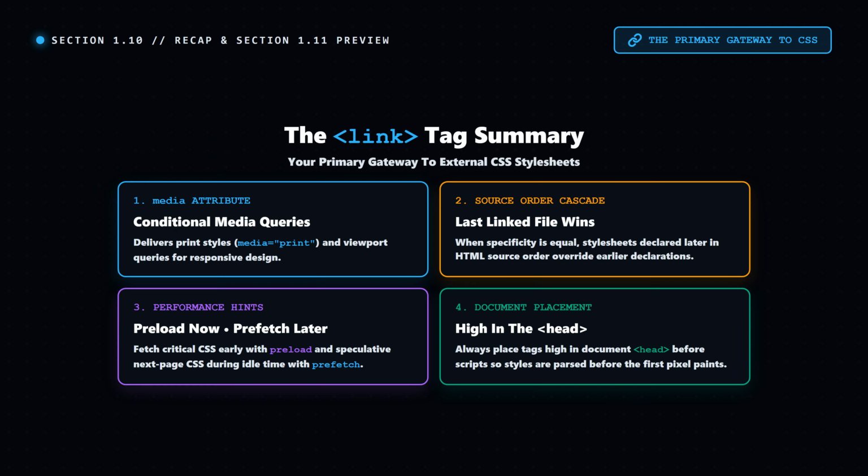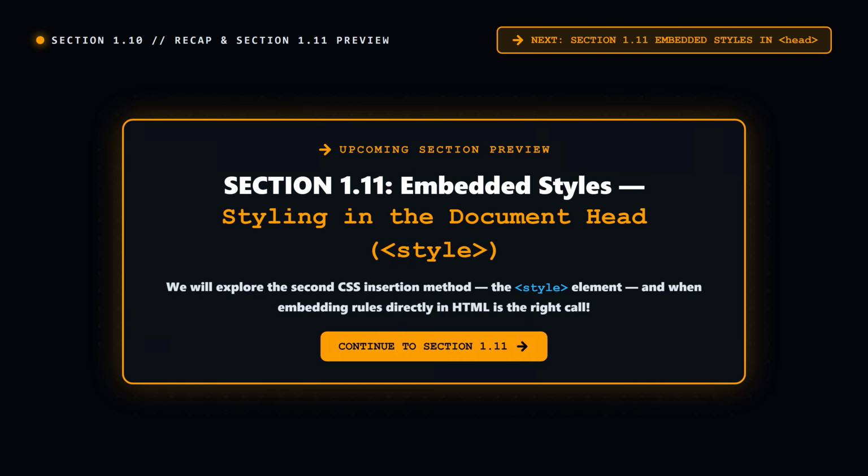The link tag is your primary gateway to CSS. It's small, but its attributes give you immense power over how and when styles load. Use the media attribute for conditional styling, manage source order for cascade control, and leverage preload and prefetch for performance wins. Always place your link tags in the document head, high up, to ensure styles are ready before the first pixel appears. In the next section, we'll explore the style element, the second method for inserting CSS, and when embedding styles directly in your HTML is the right call.